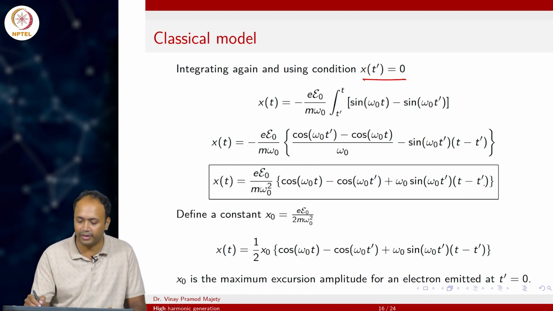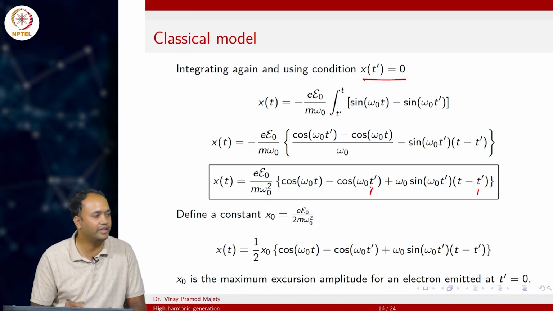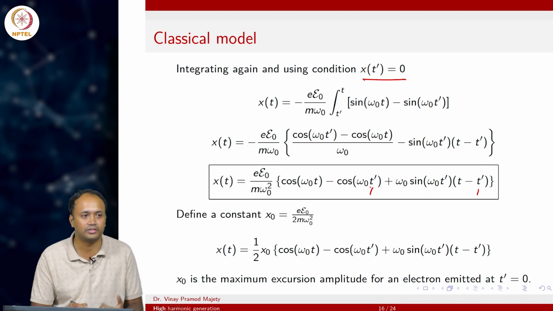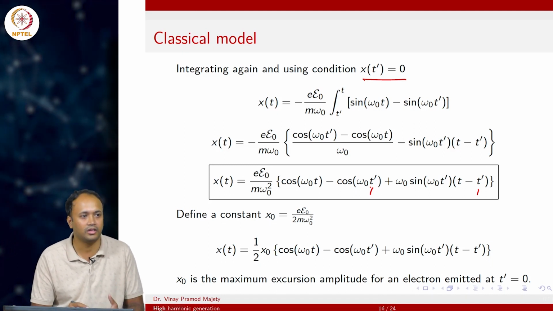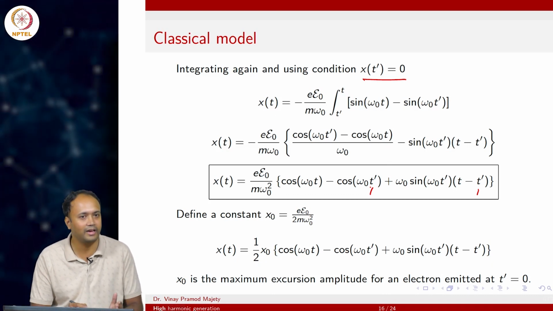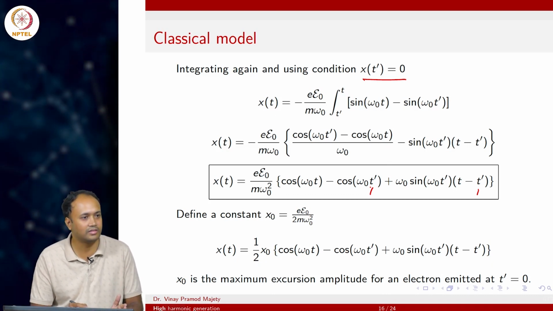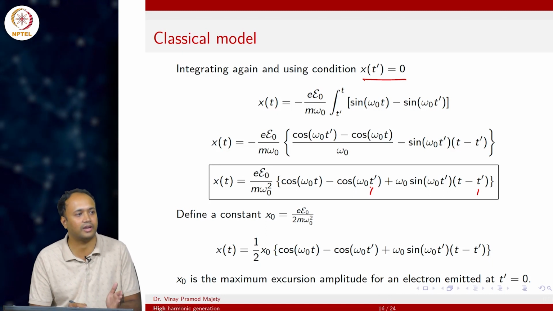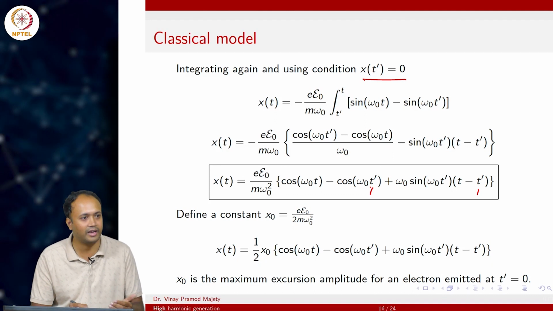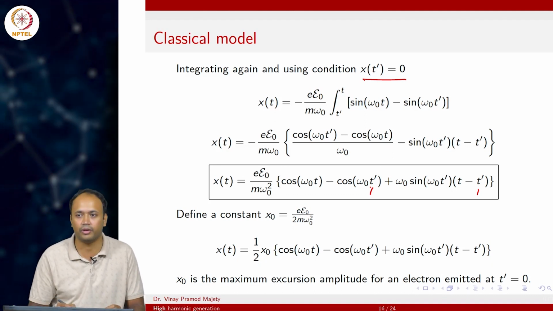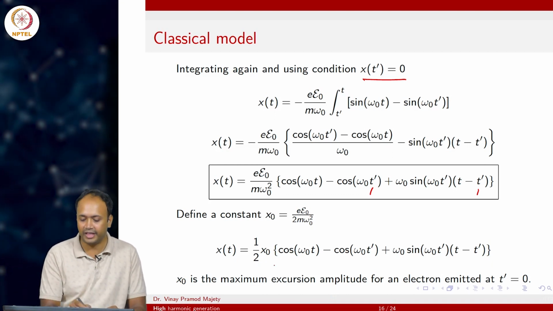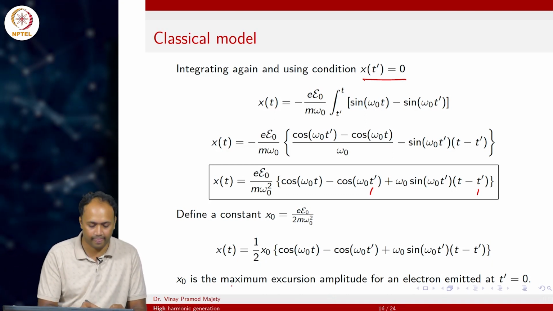Note t prime is a constant, and t is a variable. T prime is that particular instant of time where it gets ionized. But for the real problem, I can have ionization at multiple times. As the field varies, there is a certain probability associated with ionization at a particular t prime, and with that particular probability an electron gets ionized, and I can have multiple trajectories that I would need to take into account to describe the complete process. Okay, so that is the solution for x of t.